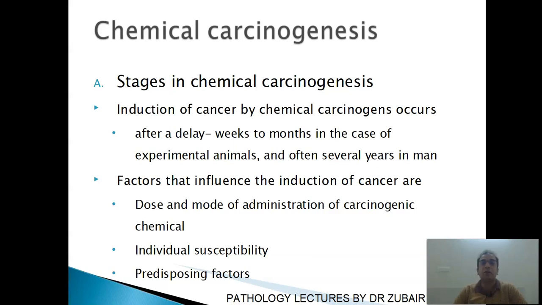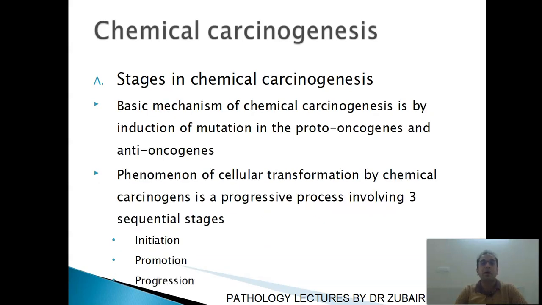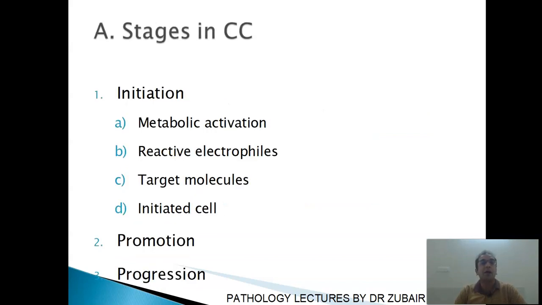Now, what are the factors that influence the induction of cancer? It is the dose and mode of administration of the carcinogenic chemical, individual susceptibility and predisposing factors. The basic mechanism of chemical carcinogenesis is by induction of mutation in the proto-oncogenes and anti-oncogenes, and the phenomenon of cellular transformation by chemical carcinogens progresses through three famous steps: initiation, promotion, progression. We will see what these three steps are. In initiation, there are different factors involved like metabolic activation, reactive electrophiles, target molecules, and then there is an initiated cell. So we'll see that in detail. The next step is promotion followed by progression.